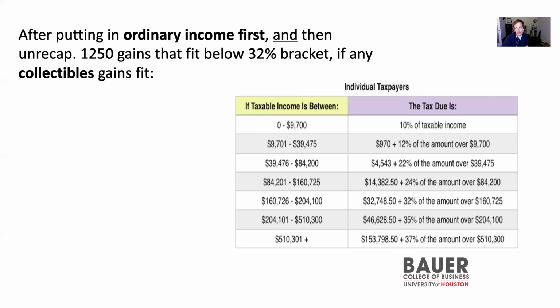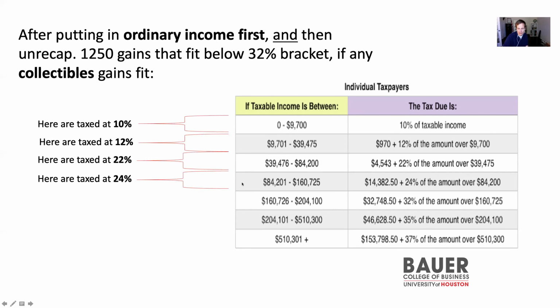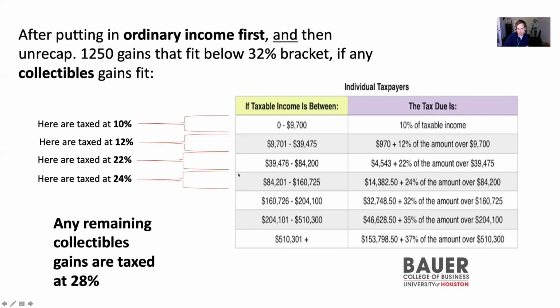All right, so after I've done ordinary income and after I've done any unrecaptured 1250 gains that I was able to fit in here, then I will do collectibles, right? So after ordinary and 1250, if a collectibles gain will fit in one of these ordinary income brackets that's lower than 28%, I'll tax it just at ordinary rates because that's better. All right, but then it's going to be maxed at 28% and it can't be taxed more than that once my income goes above this level.